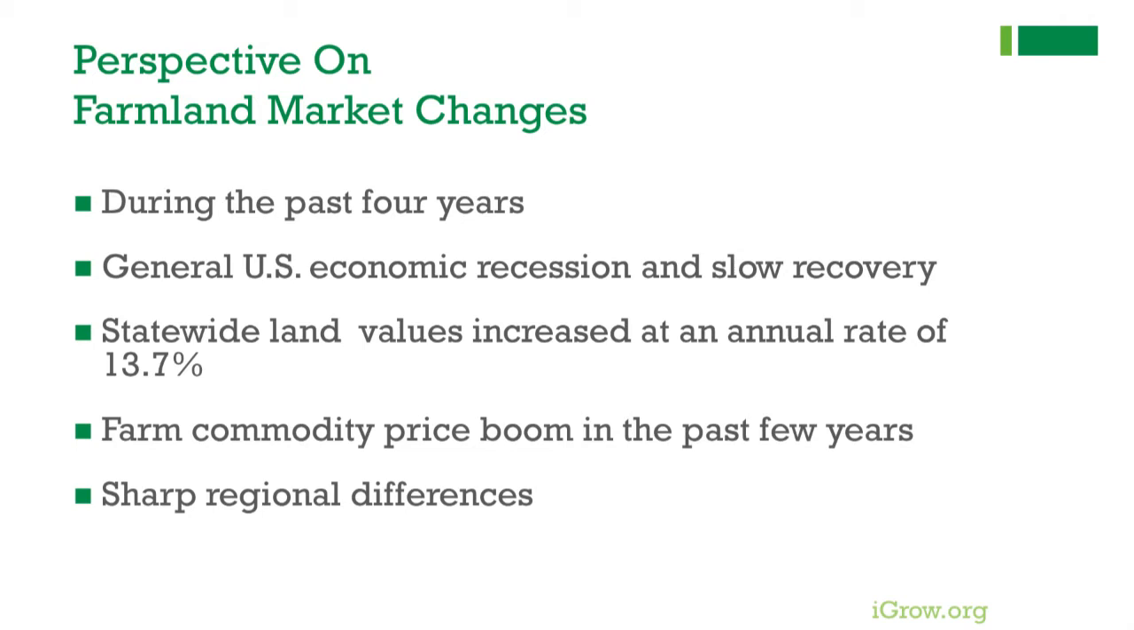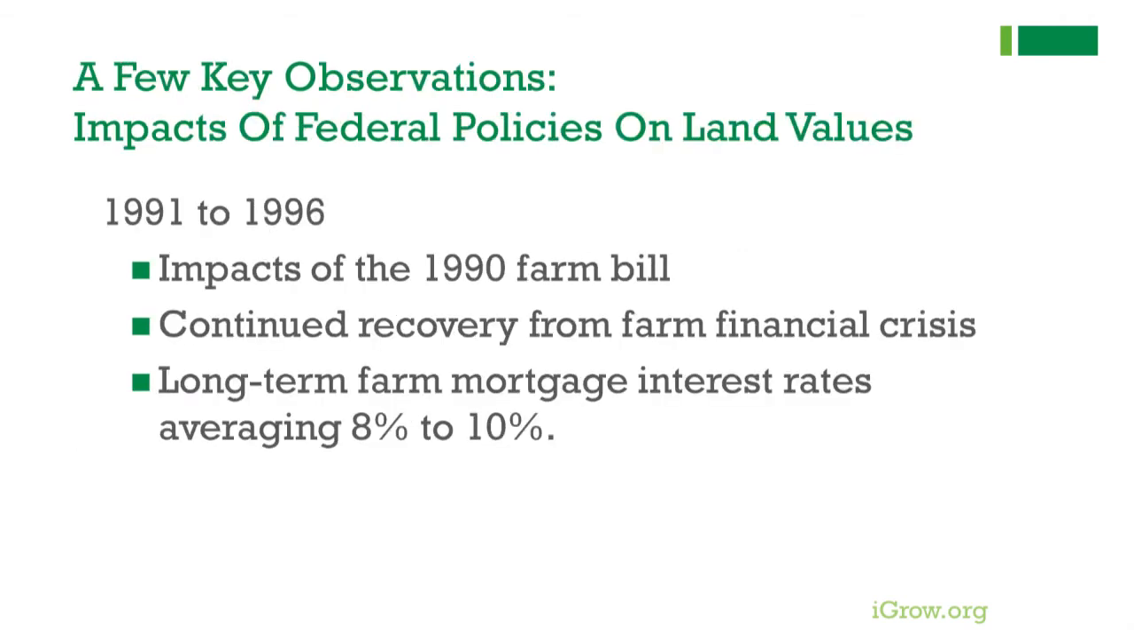We know that farmers have a reliance on federal policies, so perhaps we should look at what federal policy influence has been on the ag land market in South Dakota. For this, we've taken from the start of our survey in 1991 and broken it into 4 different time frames to try and explain what the influence of federal policy on ag land markets has been. The first period, 1991 to 96, we had the impacts of the 1990 Farm Bill. We were still, to some operations, recovering from the farm financial crisis of the 80s, and our interest rates for borrowing to purchase farmland were running 8 to 10%.